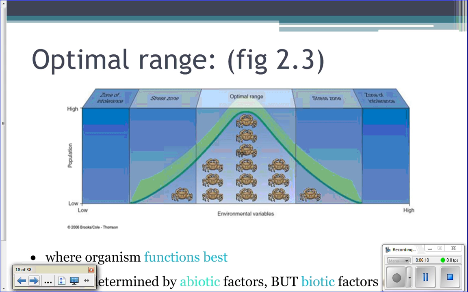So as you see on this graph right here, in the optimal range, this species of crab, the population is large because it's easily able to find food, and it doesn't have to expend a lot of energy to maintain balance, and so it's able to focus most of its energy on reproducing. So the population is high in the optimal range.